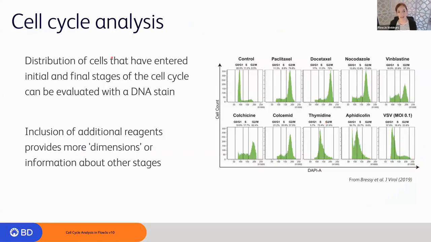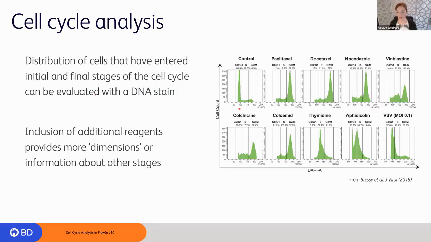So in terms of how the analysis is done, how do we understand at what point in the cell cycle a cell is in, and how do we know when cells have accumulated in any particular stage of the cell cycle? The distribution of cells that have entered the initial and final stages of the cell cycle can typically be evaluated with a DNA stain. So at its basic level, for cell cycle analysis, most assays include a DNA stain, and this is going to assess the nuclear content of the cells.